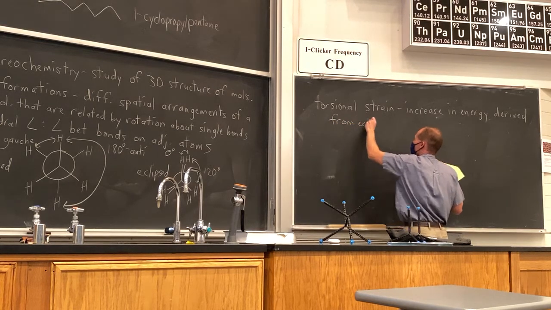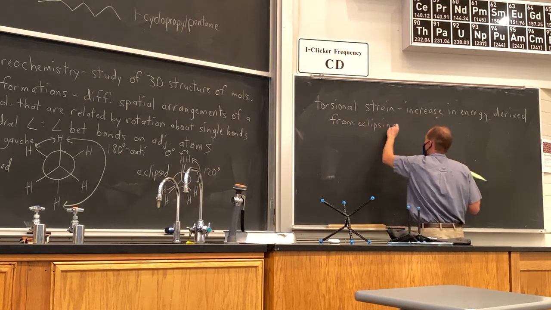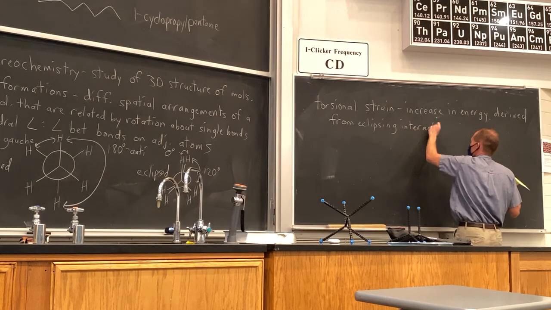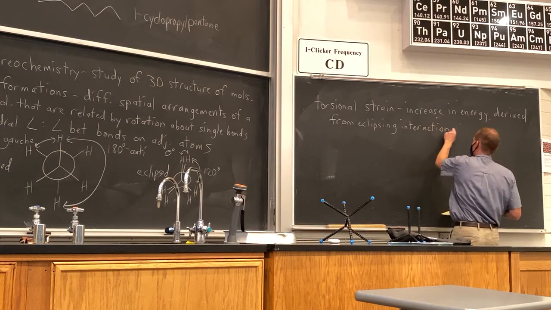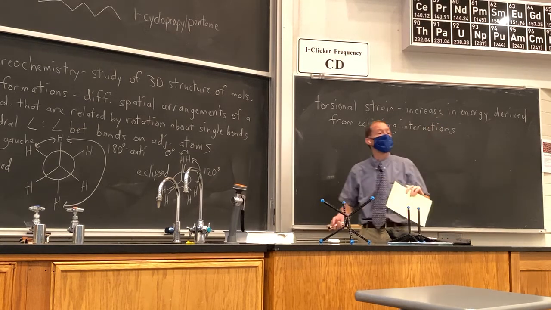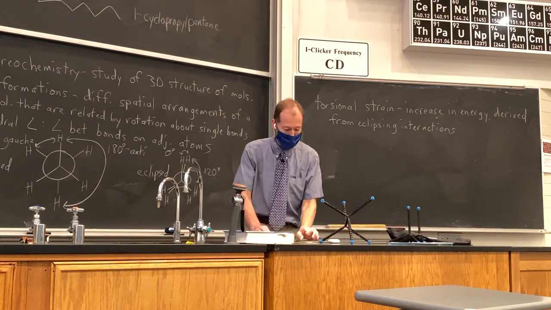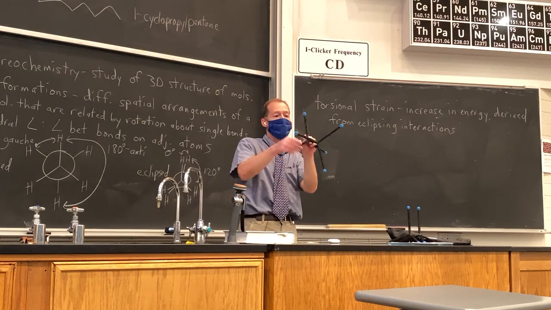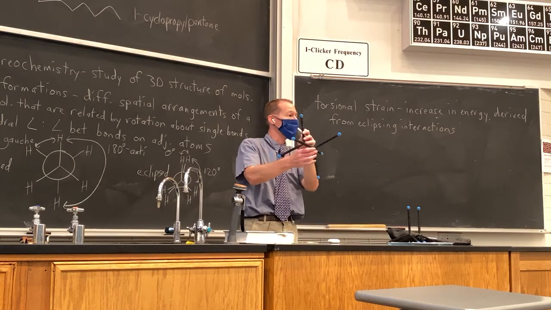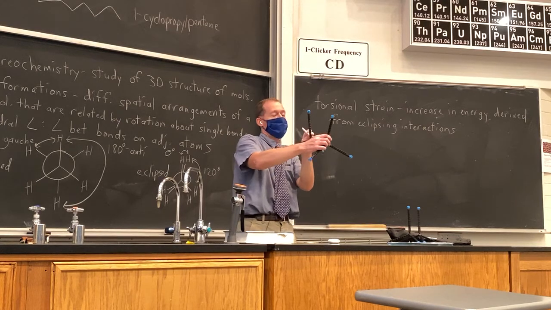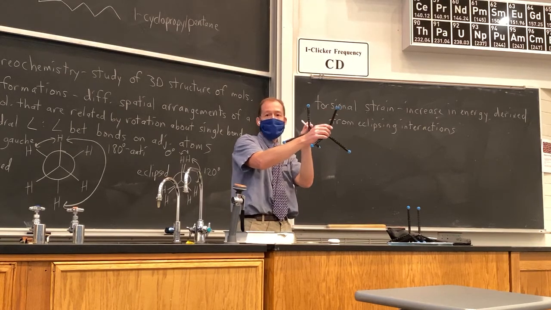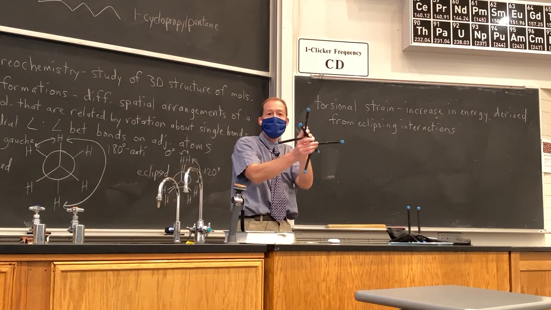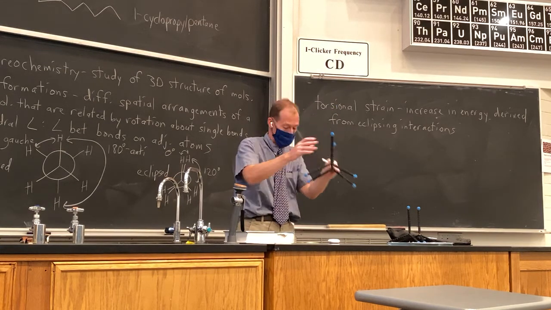And we know that that is caused by the electrons in those bonds that are eclipsing each other being too close together. Okay? So our staggered conformation is free of torsional strain because we have those electrons as far apart as possible. Our eclipsing conformation has the maximum amount of torsional strain, and every other conformation will be somewhere in between.